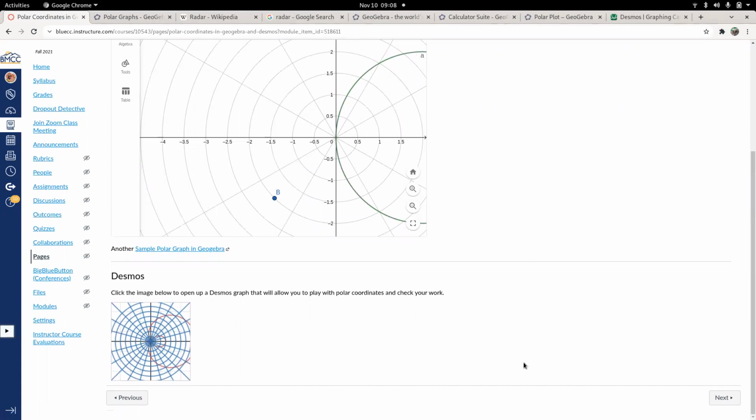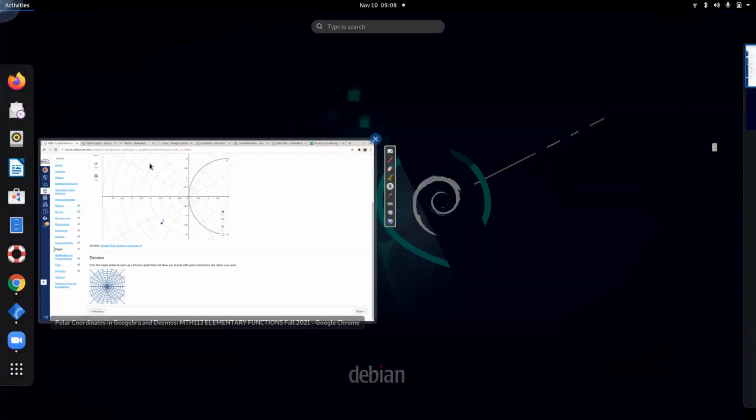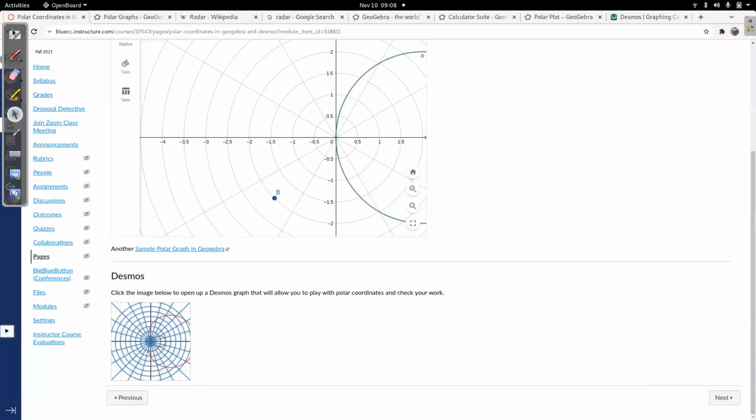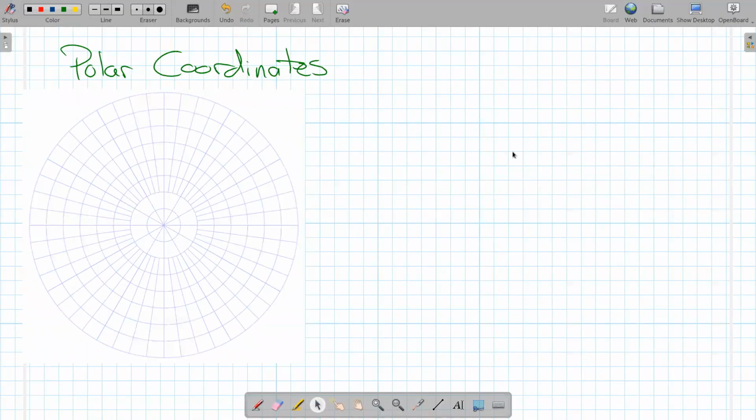Otherwise, we have the usual stuff, link to the textbook, link to the videos, link to the homework. So let's just do an overview of polar in my notebook. So polar coordinates are just a different way of plotting things on a plane. So we're used to Cartesian coordinates, which is this grid over here.